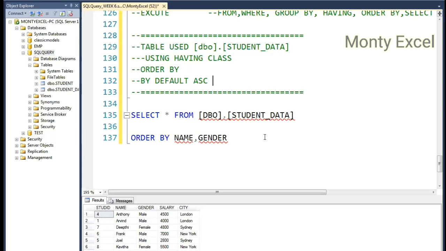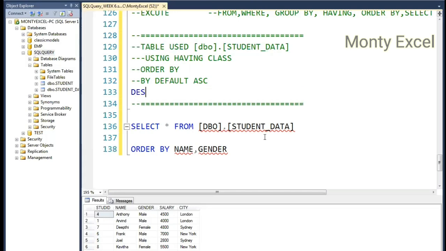Next we have descending. There are only two concepts, one is ascending, the other descending. We can do either of those. So let me put name ASC, as ascending. You don't need to mention it, because by default it is doing ascending anyway. Let me check again. Yes, doing the same job. So let me say DESC, which is nothing but descending order.